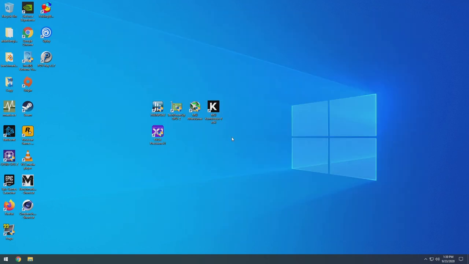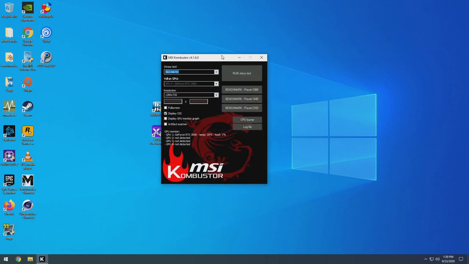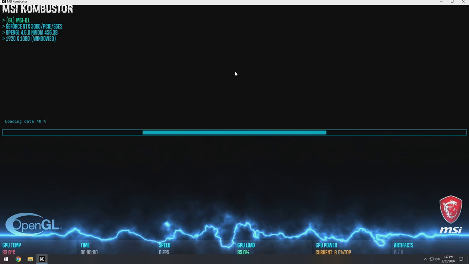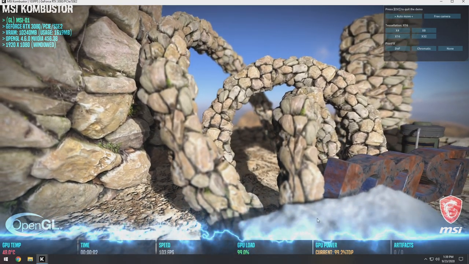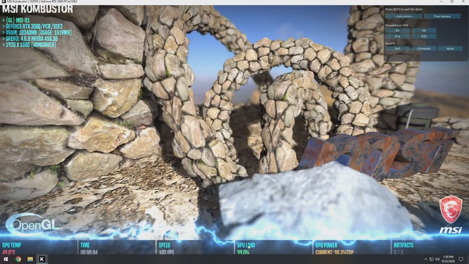And the last piece of software I like to use for free software is going to be MSI Combustor. It's basically a stress test for your video card. Depending on what resolution you're running it at, it might stress it a little less, but for the most part, you're looking at a GPU load of 100%, and that's what you're trying to aim for.